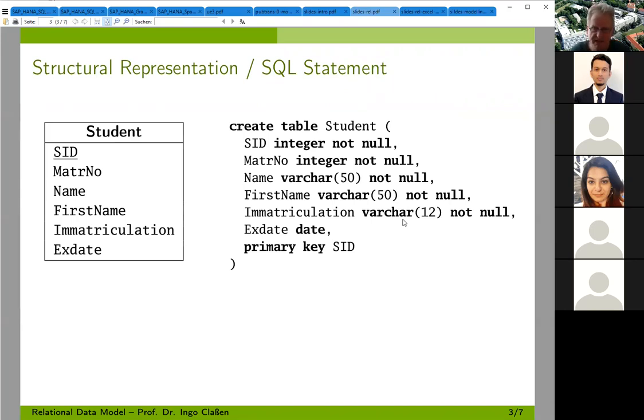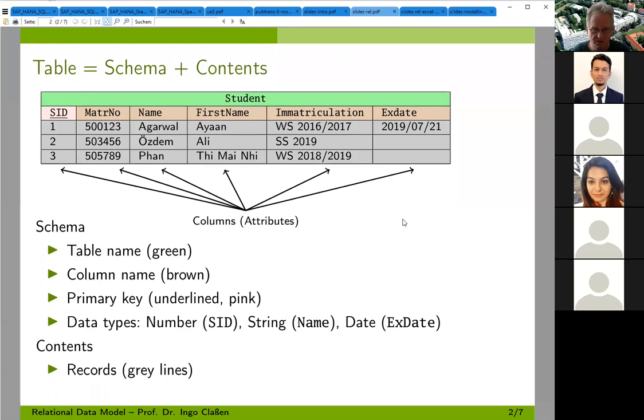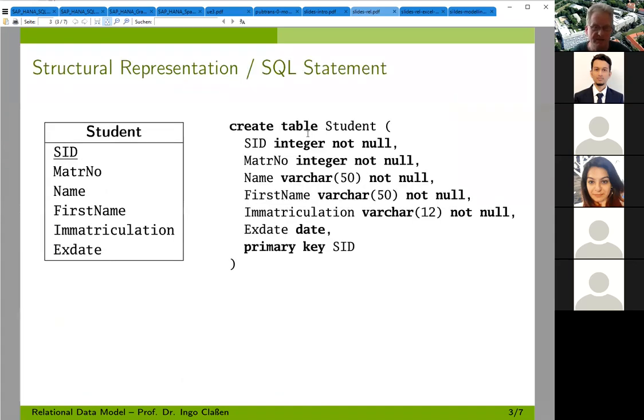What we have seen on the previous slide is the so-called tabular representation of tabular data. It sounds a little bit strange, but we're talking about tabular data, and as it is represented here, it's called the tabular representation. The reason is there are other representations, for example, the structure representation, and the code representation as a so-called SQL statement. So let's first turn our attention to the structure representation here on the left-hand side.